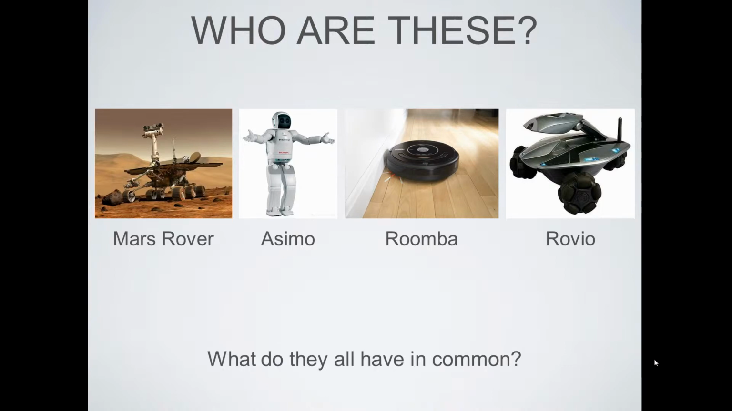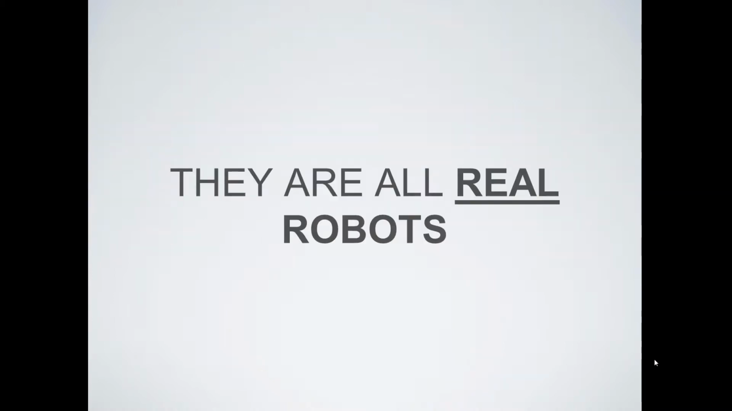Again, in your pairs or in your groups, have a chat and see if you can figure out what all of these have in common. Off you go. Okay, I'm going to give you the answer. All 4 of these are real robots. So they aren't robots that are in movies. These are real robots that people use in the real world.